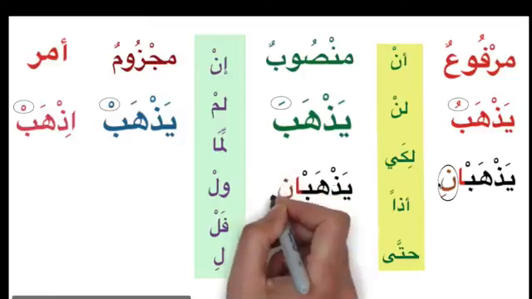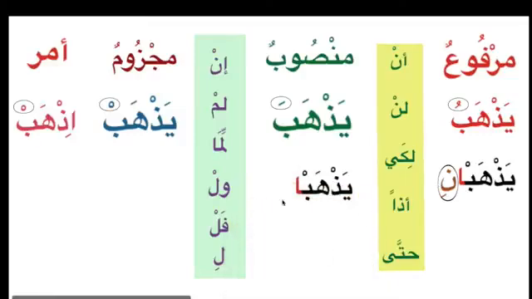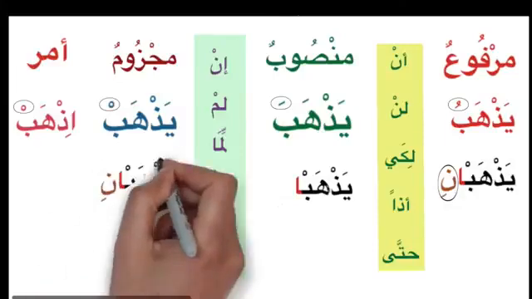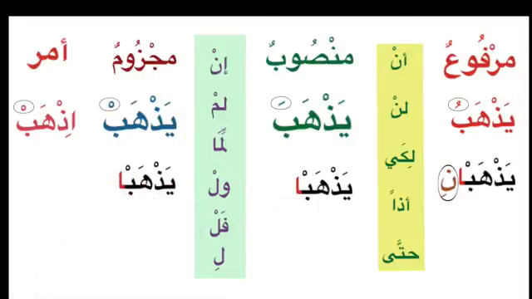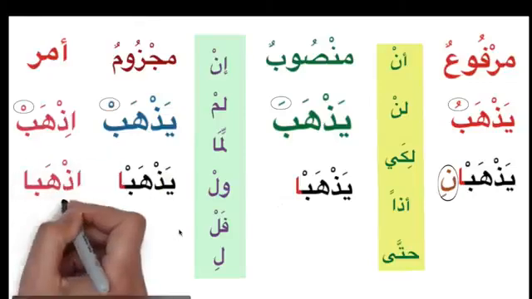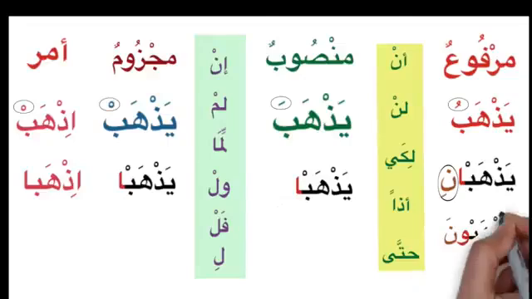And whereas in mansub, what do we do? The noon is taken away. So yadhhabani will become yadhhaba. And same thing in the majzum as well, where the noon is taken away. Even though they both look the same, the meaning changes. So we have to look for the harf jazm or harf nasb, whichever is making the fi'l mansub or majzum. And when it comes to amr, it will be idhhaba without noon.